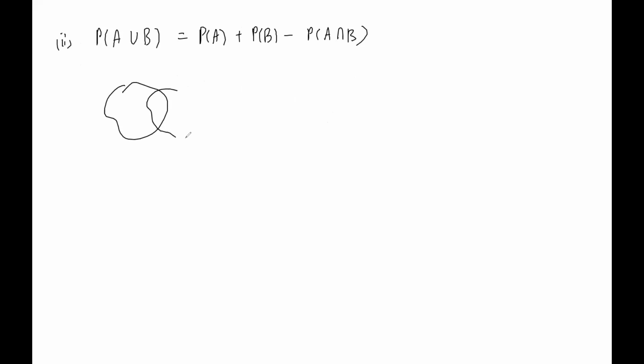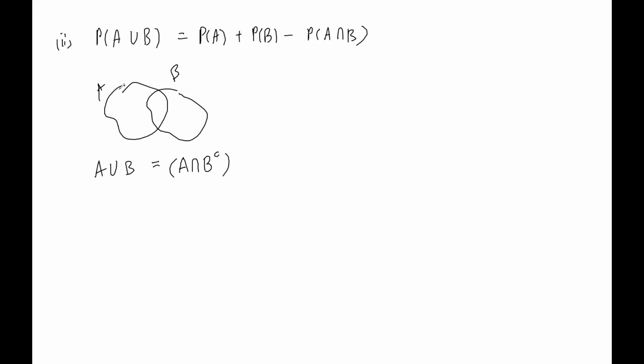Okay, so let's look at 2, right? So basically you have 2 sets. Now first, you want to find out A union B, right? Now A union B is basically you should express it in terms of, you should express it like this.